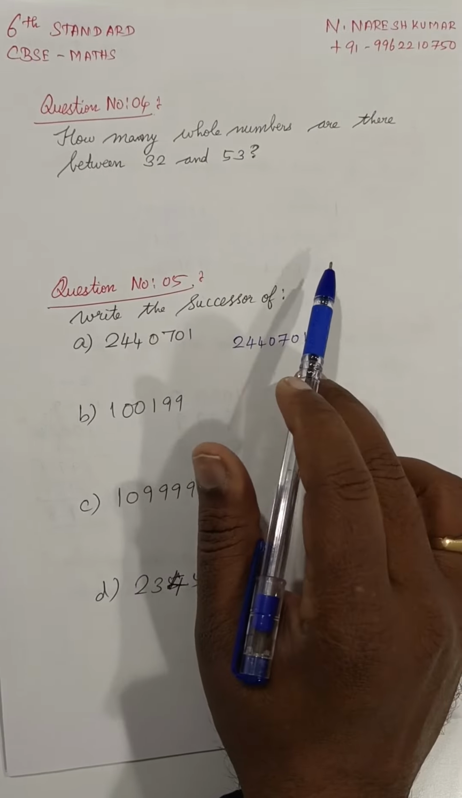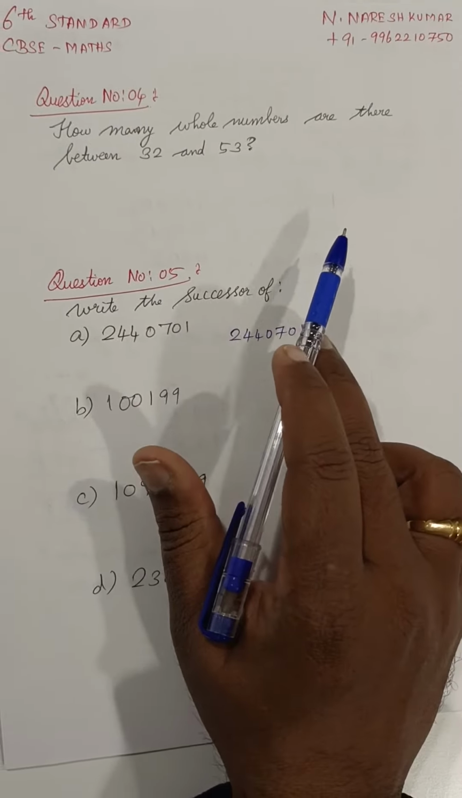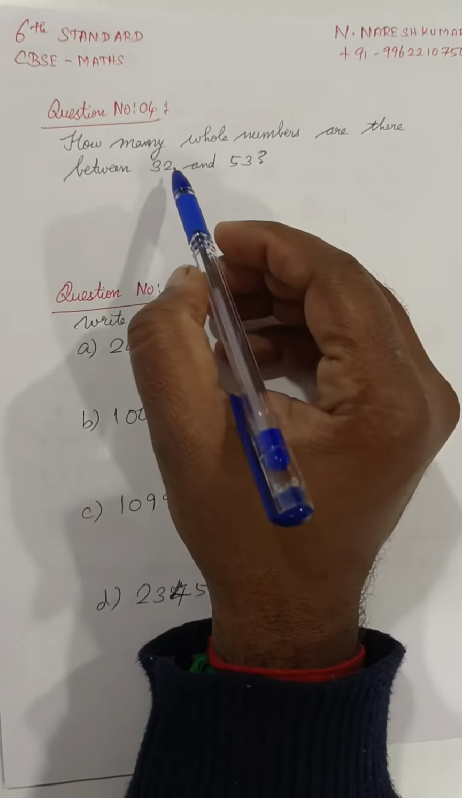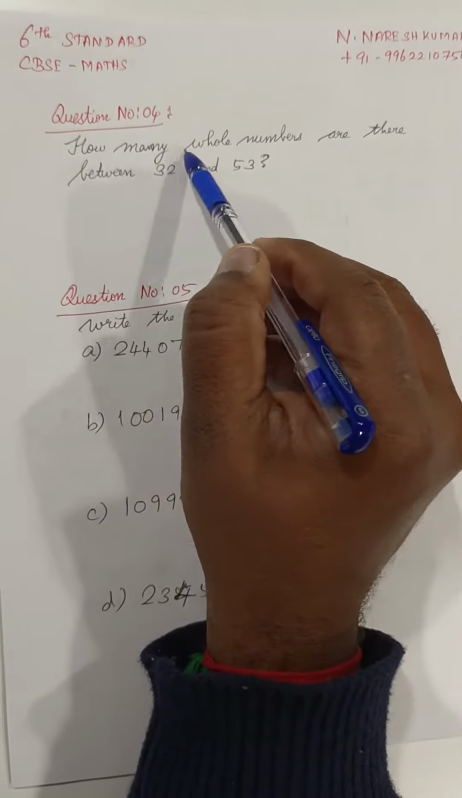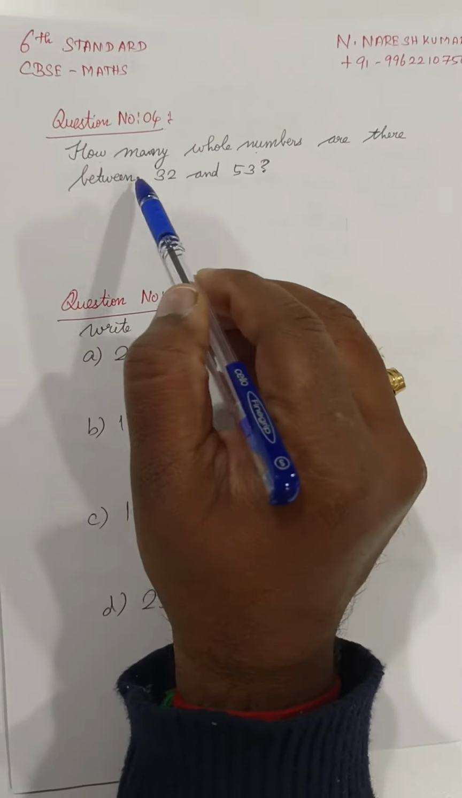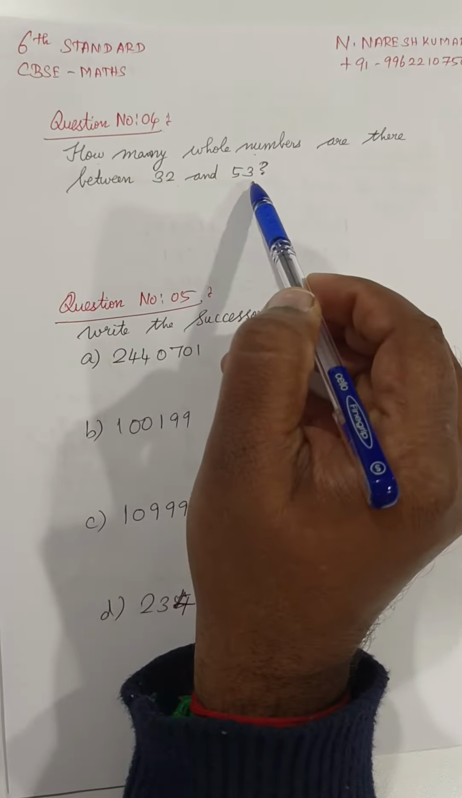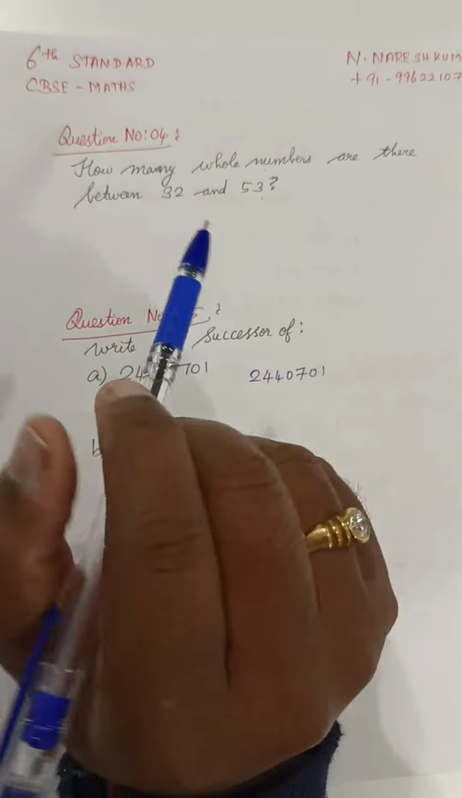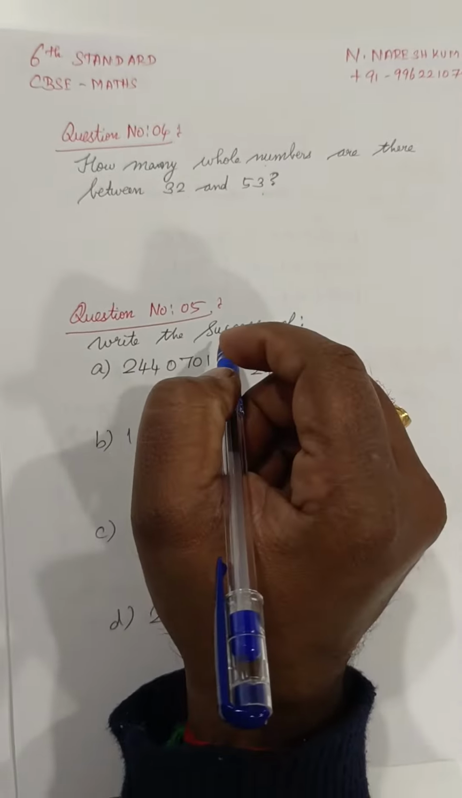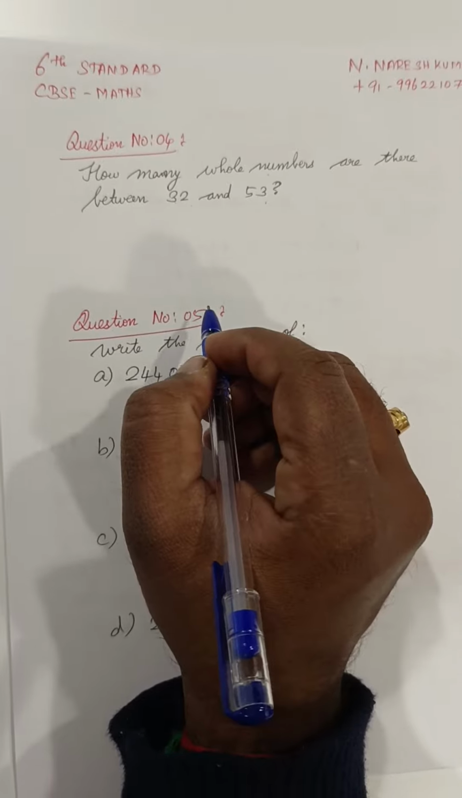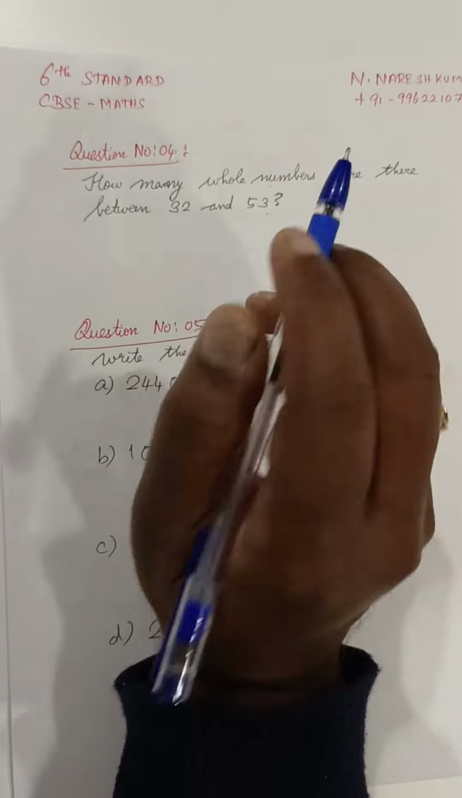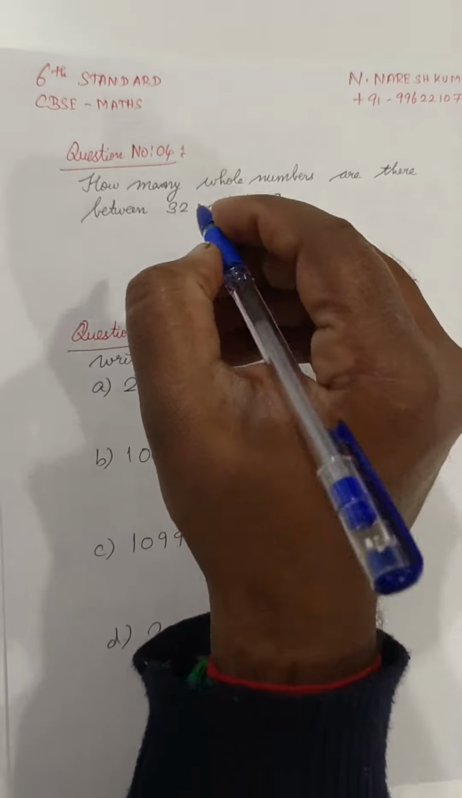6th standard CBSE Maths exercise 2.1 question number 4, whole numbers chapter. The question is, how many whole numbers are there between 32 and 53? They are asking how many numbers there are between these two numbers. So in this case, we need to find out how many numbers there are, excluding these two numbers.